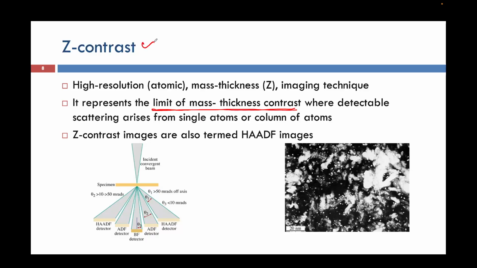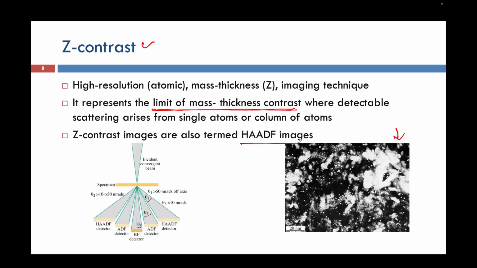Okay, and here is an example. These Z contrast images are also termed HAADF images. We have seen that HAADF is the high angle annular dark field image, right? And last class we saw what bright field and dark field are, and the difference between ADF and HAADF.